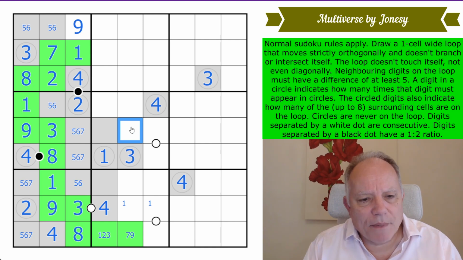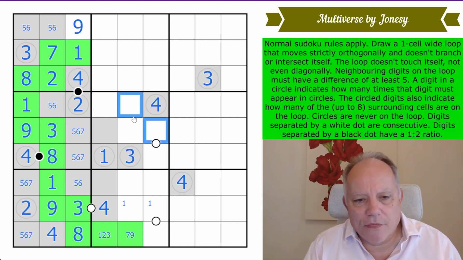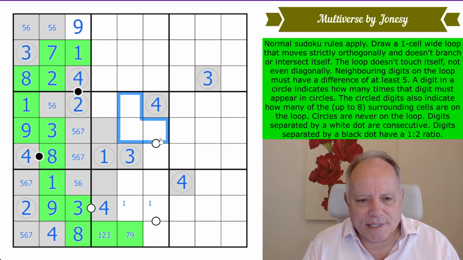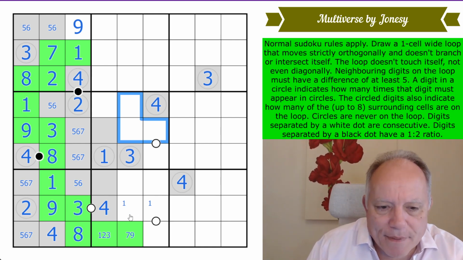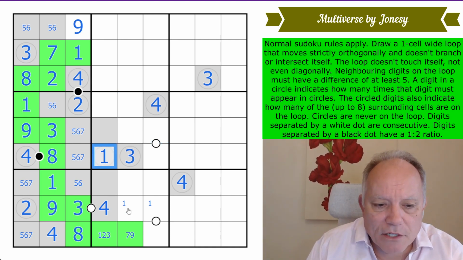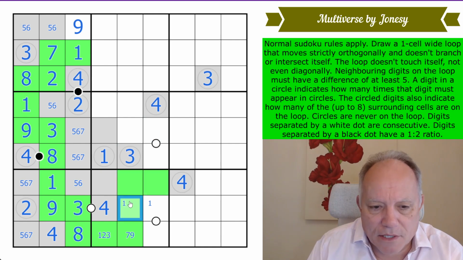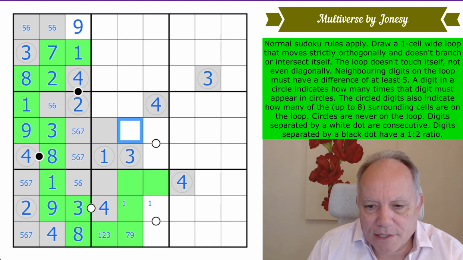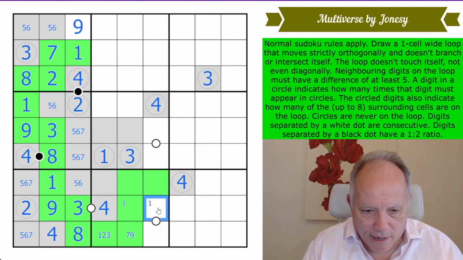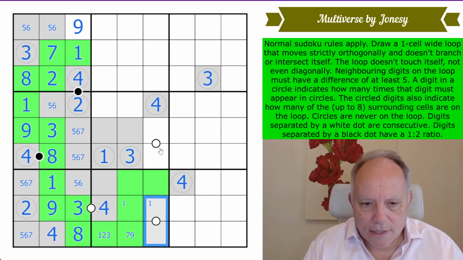So this would have to be a high digit. Those would both have to be low, and that's impossible. So the loop doesn't come this side. That is quite complicated, but it's quite fun. So the loop to touch this 1 goes this way, that's its corner. And now that's grey. And now it can't come down here. It's got to go up here.